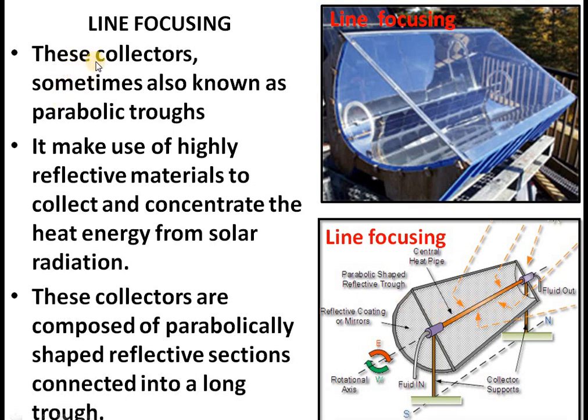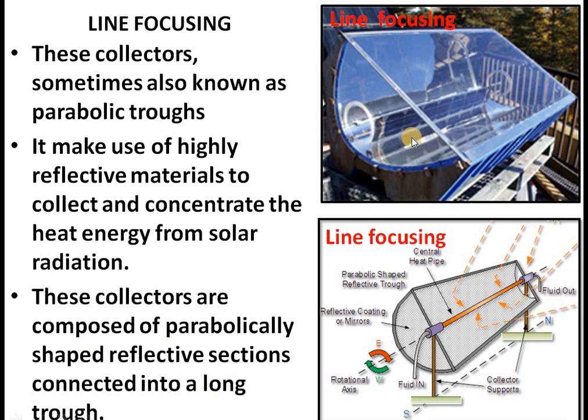Here these collectors are also called parabolic troughs. Okay, this is like a parabola which you studied in school mathematics. It's in the shape of a parabola, so we call it parabolic reflectors. The name comes from that parabola in mathematics. It may use highly reflective mirrors to collect and concentrate the heat energy from solar radiation. And as I told you, these collectors are composed of parabolically shaped reflective sections connected into a long trough.